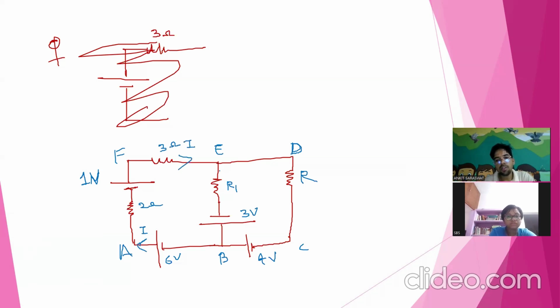What they are saying is there should not be flow of any current through EB. It means this current should go like this. Here also I, here also I. Clear? Meaning is clear or not? Yes, sir, it's clear. There should not be any current through EB. Then find the potential drop across AD. They are asking VA minus VD.